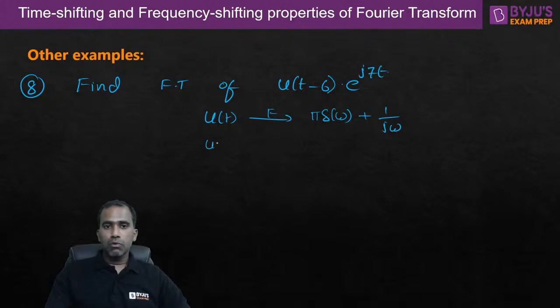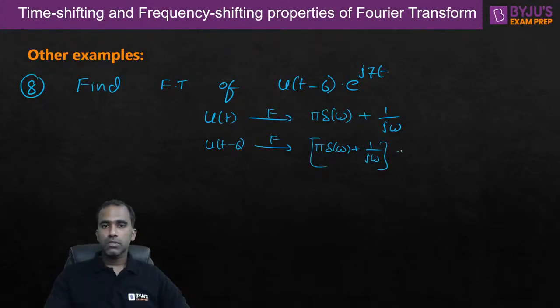Next, u(t minus 6), we can find it now. Using the time shifting property, we can find it. It is the same Fourier transform, copied, multiplied with a complex sinusoid, which is e power minus j, the variable is omega, and the shifting factor is 6, so e power minus j 6 omega.